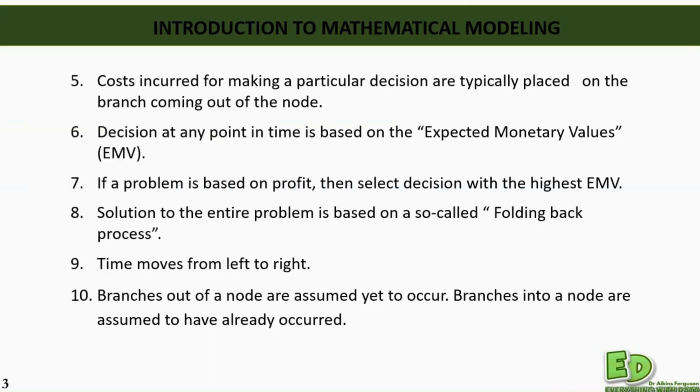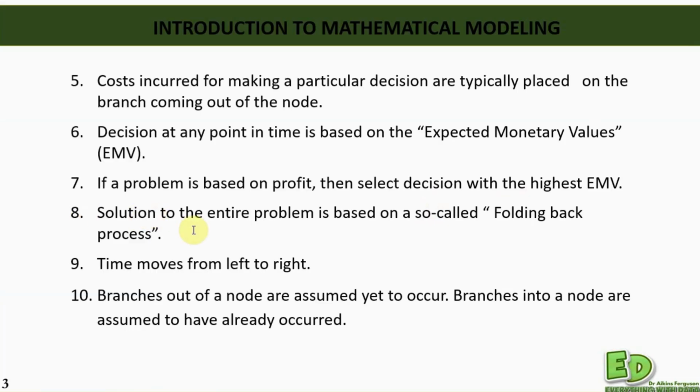A decision at any point in time is based on what is called the expected monetary value, EMV. So if this problem is based on profits, then we'll select the decision with the highest expected monetary value. That's what it's saying here.